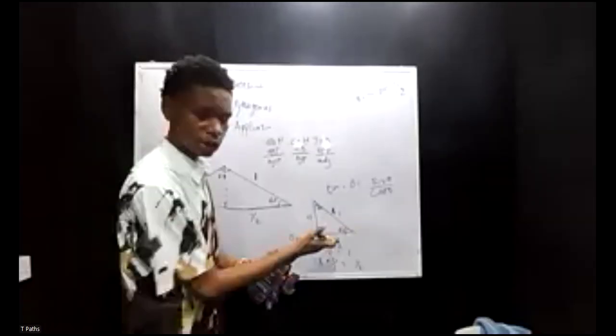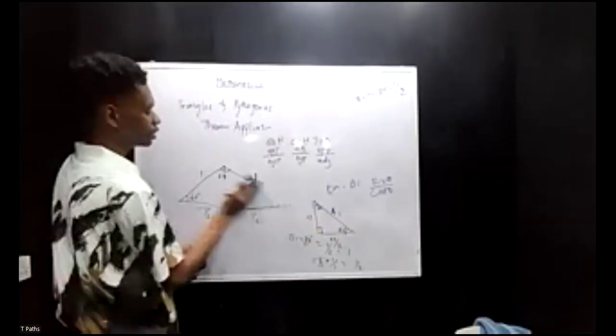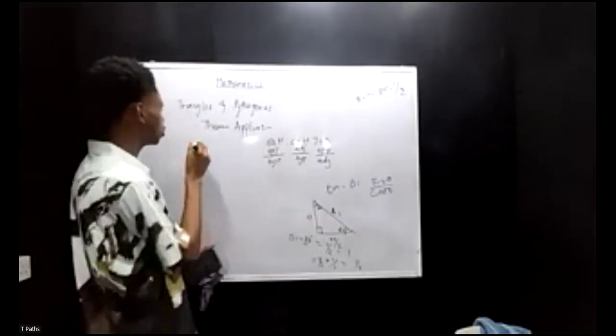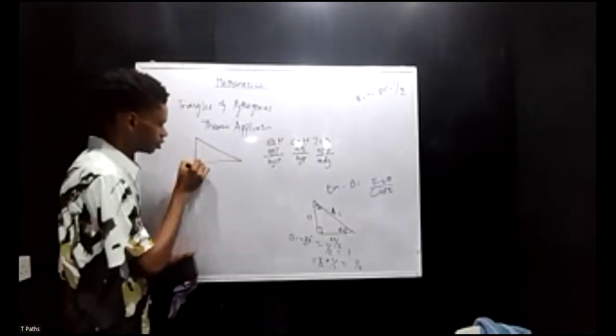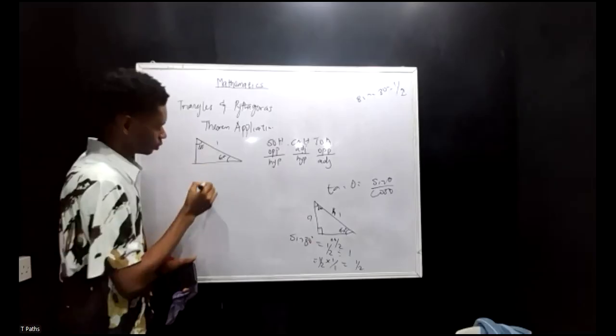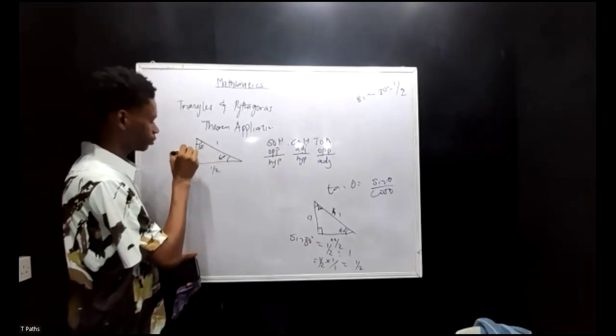All right, so we can do the same thing for sine 60 degrees. If you want to do it for sine 60 degrees, our known angle will change. So I'm going to draw this out again. Somewhere here, this is 60 degrees. This is 30 degrees. This is 1. This is half. This is 1.